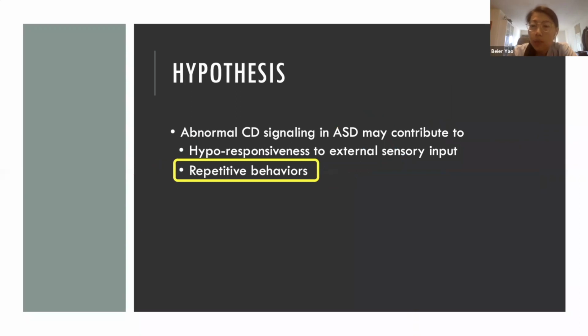For the sake of time, I will only talk about repetitive behaviors in this talk, but we have data on sensory hyporesponsiveness too, so just send me an email if you're interested.